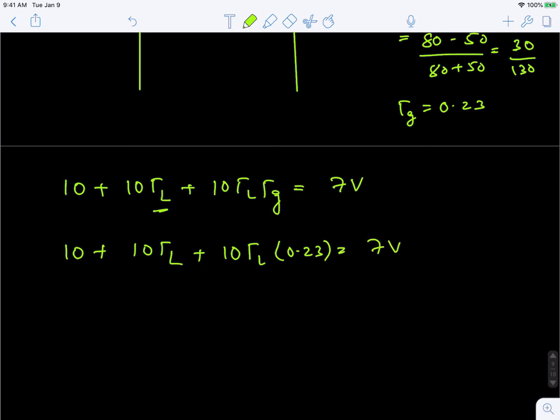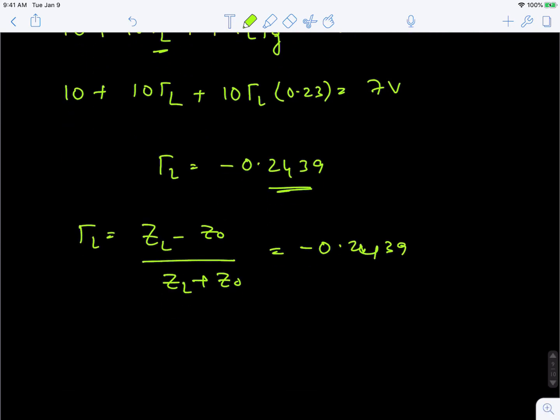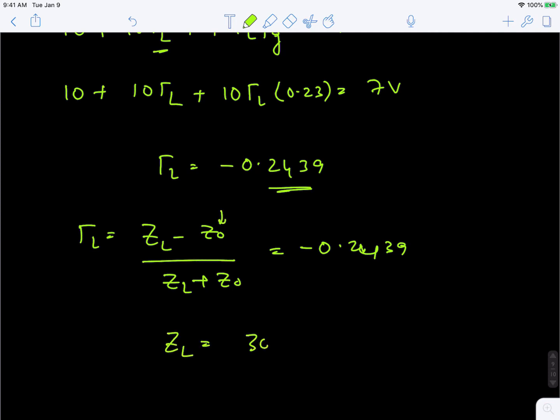If we solve this equation, gamma L is equal to minus 2.439. Now we know gamma L is equal to (ZL minus Z0) divided by (ZL plus Z0), which is equal to minus 2.439. If we substitute the value for Z0, we will find that ZL is equal to 30.39 ohms. Thank you.